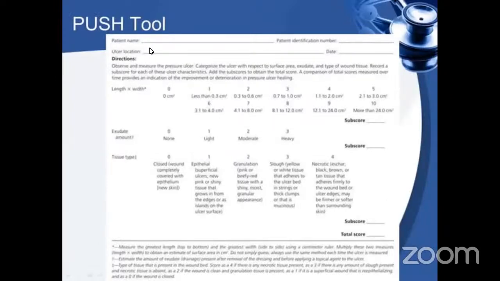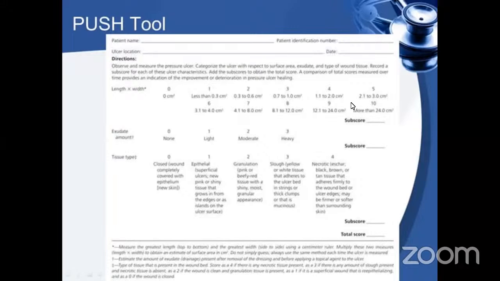This is the PUSH tool, with which we can observe and measure the pressure ulcer. First, we can categorize the ulcer with respect to the surface area. Second, we will look at the exudate. And third, we will look at the tissue types. And then we will record the sub-score of each of these tissue characteristics.